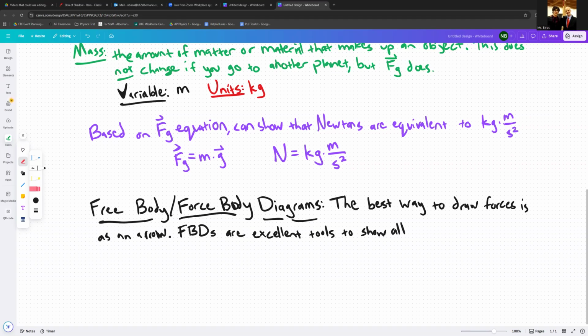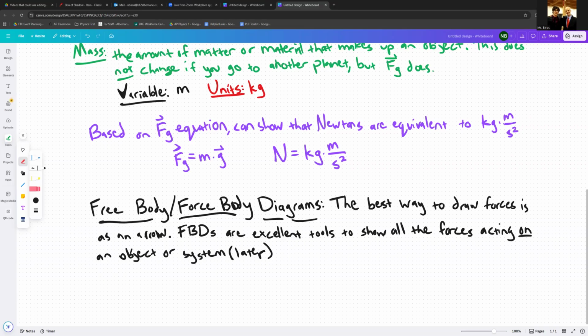And this is an important part here, all the forces acting on an object or system. We'll talk about systems in a little bit. So object or a system. We will get to systems, but we're going to hold off on that for now. So let's just look at objects for the time being.